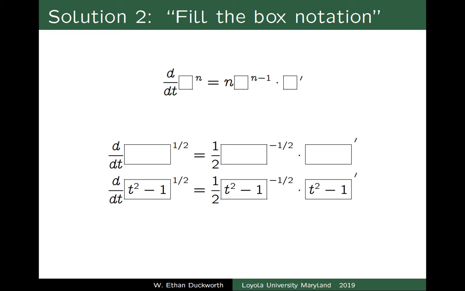So I will take that derivative and I will remove the boxes, and my final answer is 1/2 t squared minus 1 to the negative 1/2 times 2t.